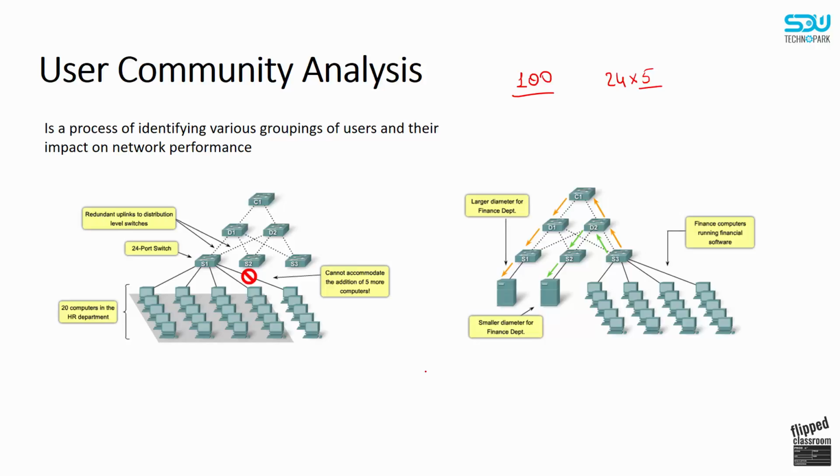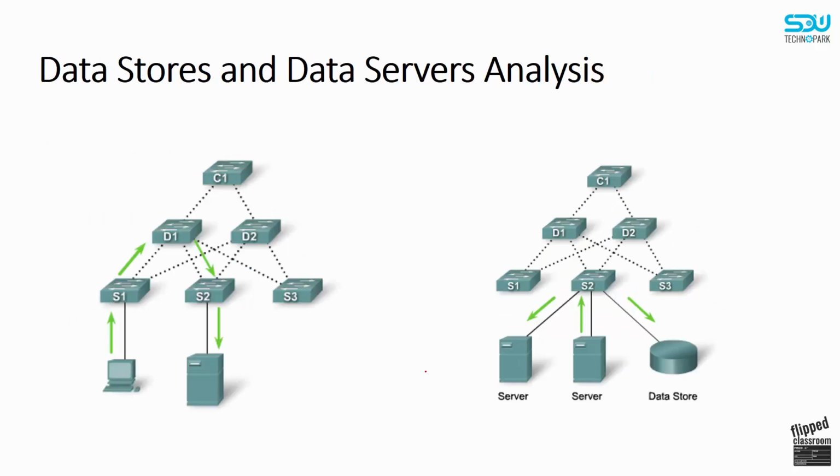So before buying any equipment, you have to make a user community analysis, an analysis of how many users will work after 3 or 5 years in the organization in which you work now. Data stores and data service analysis is the analysis of placing equipment in correct places, I mean, to make allocation correctly.